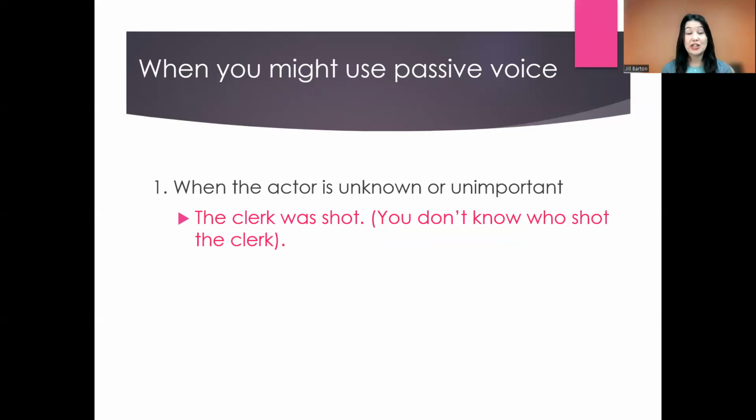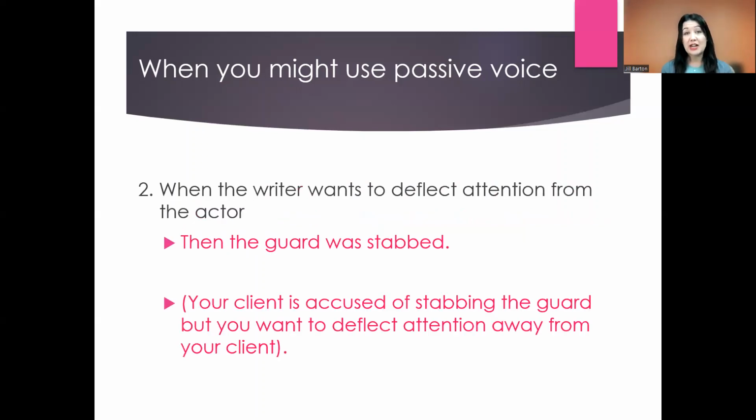So the clerk was shot. Perhaps you don't know who shot the clerk, or you don't want to emphasize who shot the clerk. In that previous example, maybe you want to focus on the objection rather than the actual fact that the judge was doing the action. You might want to deflect attention away from the actor in a sentence. It could be a reason why you use passive voice. For example, if you are a defense counsel and you're representing someone accused of something, maybe you use the passive voice there to talk about what happened in that case.